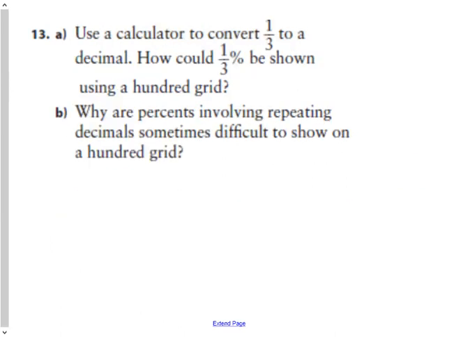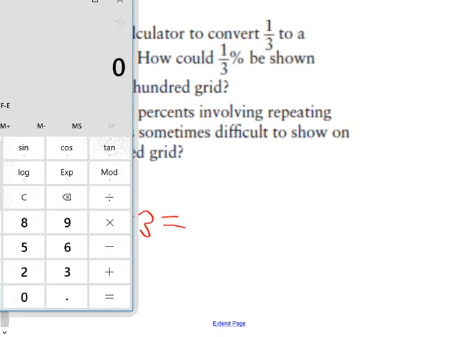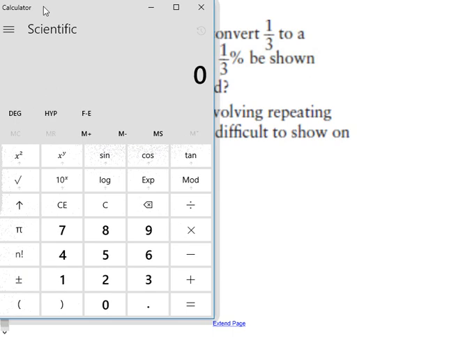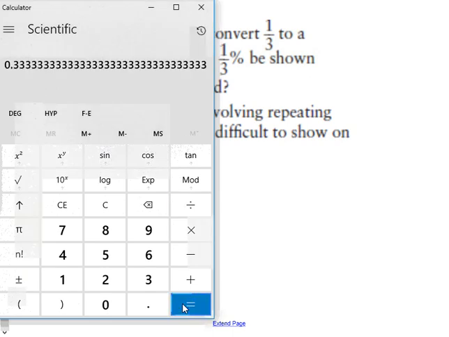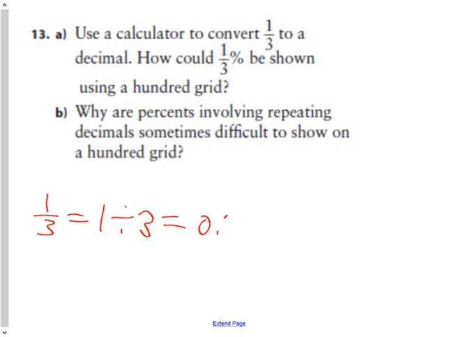Question 13 says, use a calculator to convert 1/3 to a decimal. So if I took this question and say, what is this as a decimal? We all know that we take our numerator and divide it by our denominator. So I take 1 and I divide it by the denominator to get 0.3 repeating.